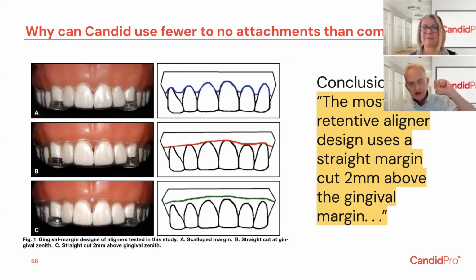They compared in the middle view, before I read the conclusion, I'm sure you've read it already, but you can see the scallop trim. They studied right at the gingival margin, and then they studied at 2 millimeters above the gingival margin. And here's our conclusion: the most effective retentive aligner uses a straight margin cut at 2 millimeters above. So the more retentive we can be, the better contact the aligner will have with the tooth, therefore helping move that tooth where it should be.